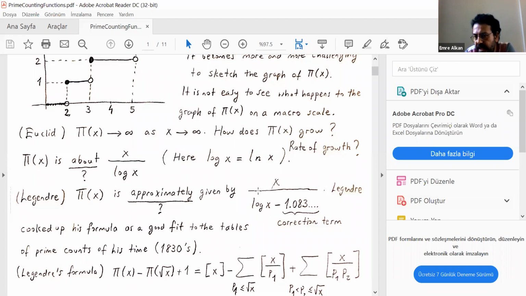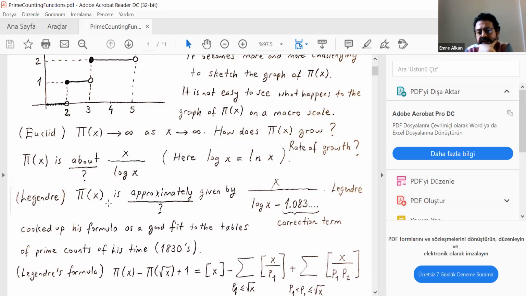So this was very fitting with the tables of his time, okay? So that's why he got this number. So this was a very good approximation. That's what he felt, and he checked. So that was the very first appearance of a measure of pi of x, okay, around the 1830s.